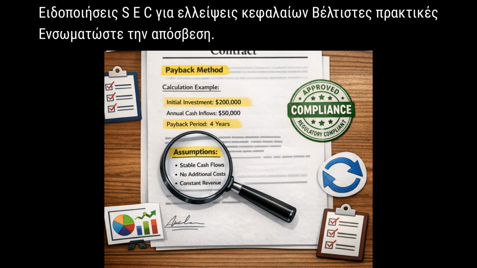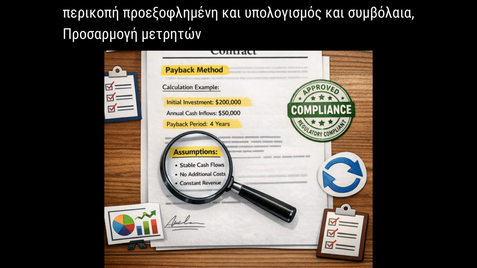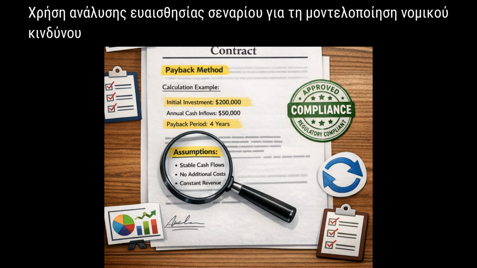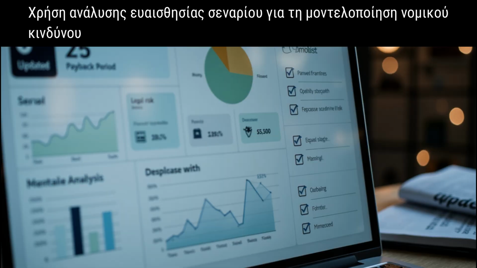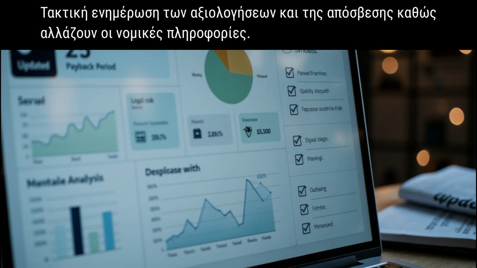Best practices integrate payback period and legal risk by clearly specifying payback method, simple or discounted, and calculation in contracts. Adjusting cash flows for legal risks and documenting assumptions. Using scenario and sensitivity analysis to model legal risk impacts. Disclosing methods and limitations in filings and investor reports. Regularly updating assessments and payback as legal information changes.